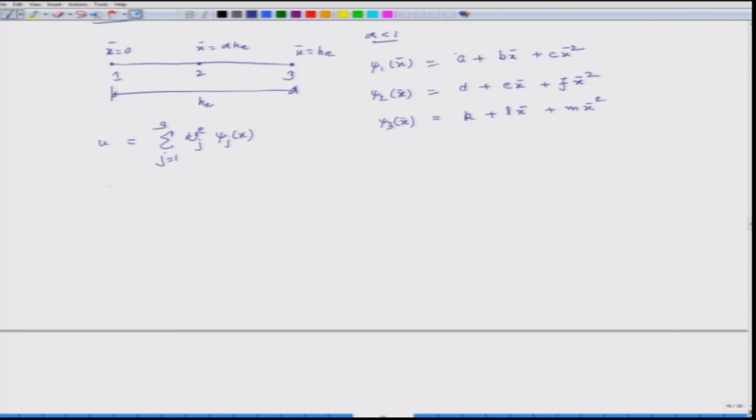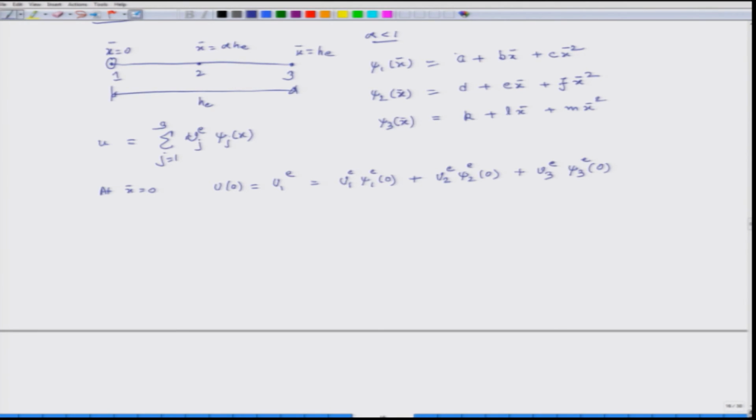So, the first condition is that at x equals 0, or x bar equals 0, which is the location of node 1, what is the displacement, or the value of the primary variable? u(0) is equal to u1^e, and this is equal to u1 psi 1 at 0 plus u2 psi 2 at 0 plus u3 psi 3 evaluated at 0, and of course, I have to put a superscript e for the eth element, suppose.